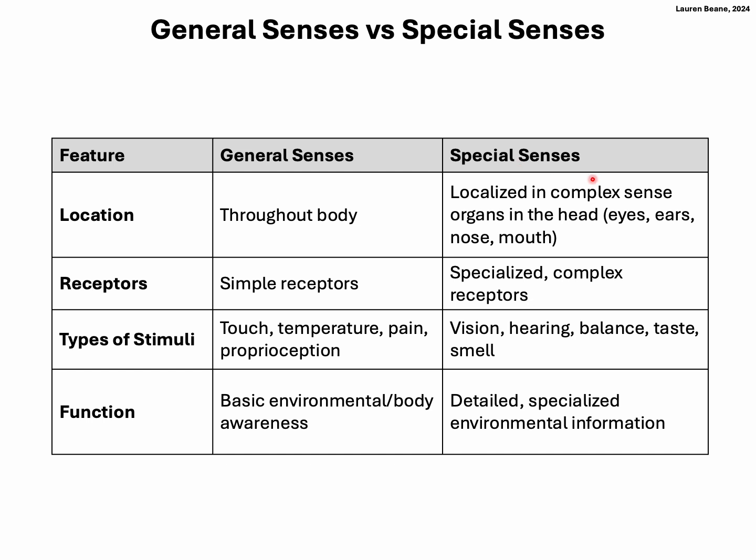Versus our special senses, these are found in complex sense organs and localized in the head, so eyes, ears, nose, and mouth. The receptor types are much more complex and specialized, with a lot more accessory structures or accessory cells involved here. And the stimuli include vision, hearing, balance, taste, and smell.